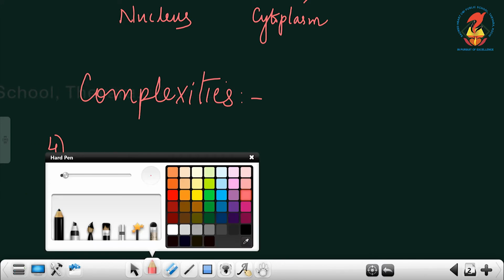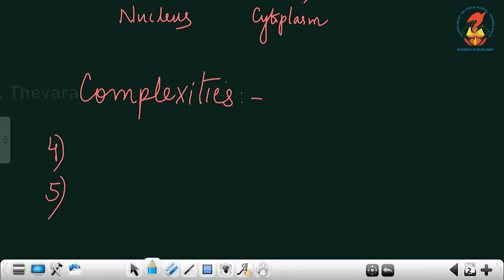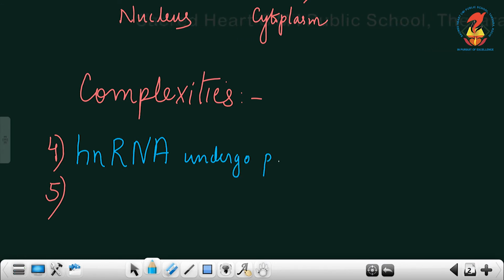We notice that the mRNA that is formed in eukaryotes is not final. That mRNA is called hnRNA. It is not called the normal mRNA. It is the precursor of the mRNA. It has to undergo processing, and we know processing occurs at 3 steps.